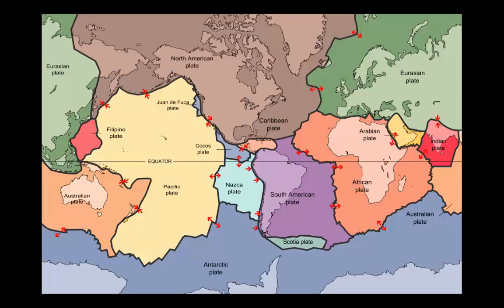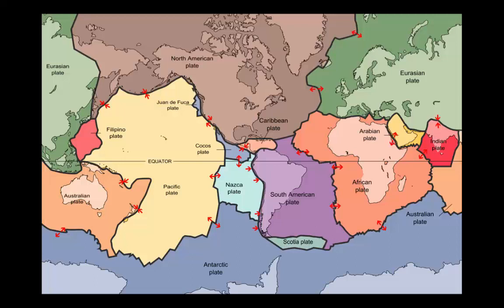So you can see in this image in front of you, the North American plate is one of the larger plates that exist. The Eurasian plate is another very large plate. The Pacific plate in the middle of the Pacific Ocean is an oceanic plate. The Nazca plate, Antarctic plate, South American plate, African plate, and the Australian plate are all the major lithospheric plates that are on the surface of the Earth.